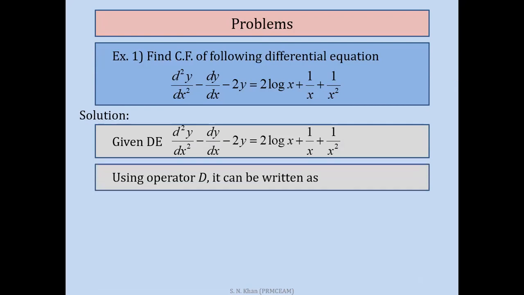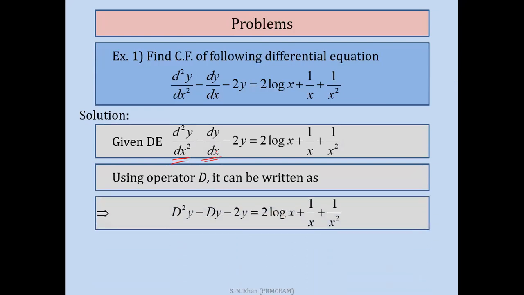So using operator D, it can be written as: the first term d2y by dx square will become capital D square y. The second term will become minus capital Dy. The third term will be as it is. So capital D square y minus capital Dy minus twice y equals twice log x plus 1 by x plus 1 upon x square. Now, after converting the equation in terms of operator D, we have to take the dependent variable y common from the left hand side. यहाँ से हमें y को common लेना है.